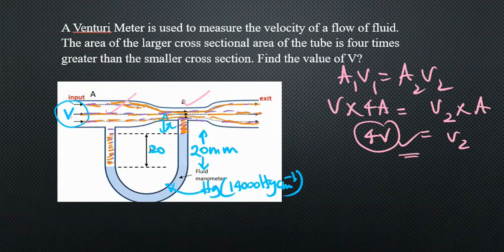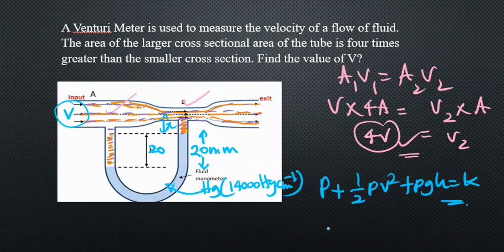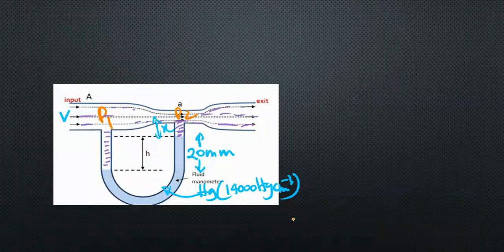To find the value of the velocity, we need to apply another equation, that is Bernoulli's equation, right? P plus half rho V squared plus rho GH equals constant. That's Bernoulli's equation, and we have to apply it now. So let's get into the question. Here I'll put the pressures as P1 and P2, and apply Bernoulli's equation to these points P1 and P2.